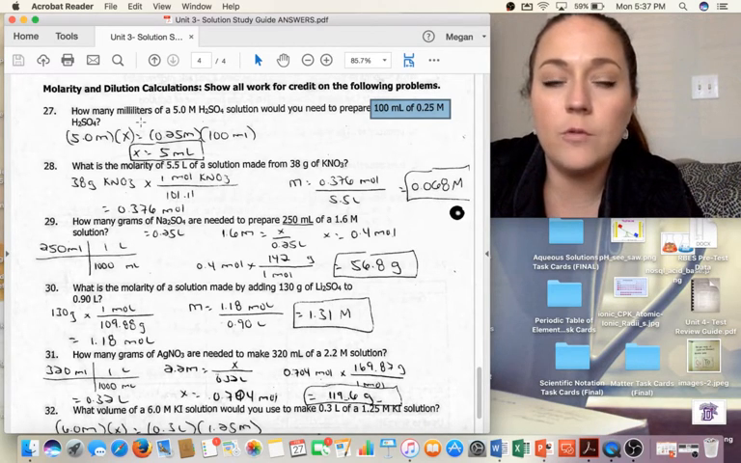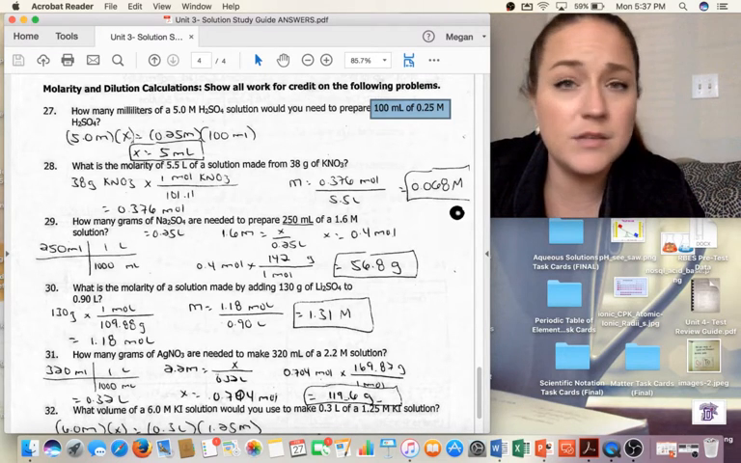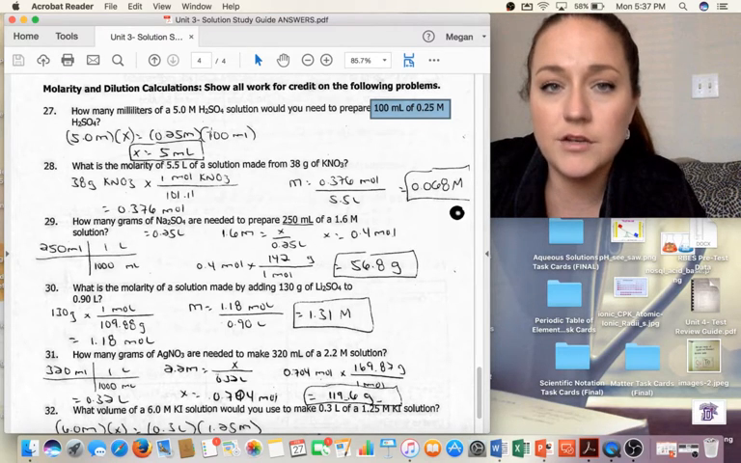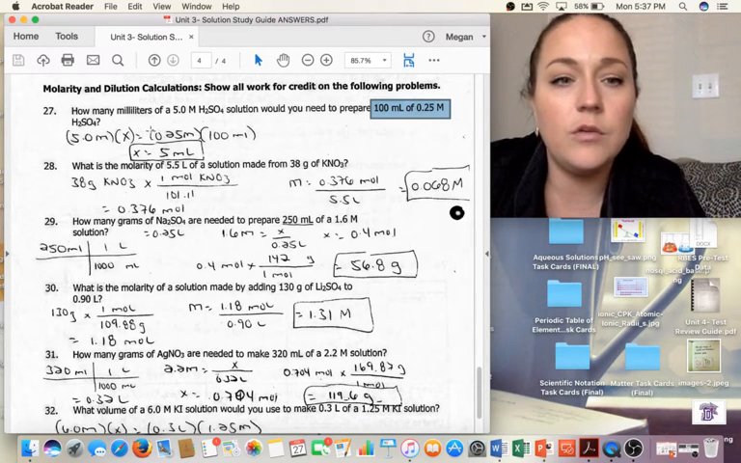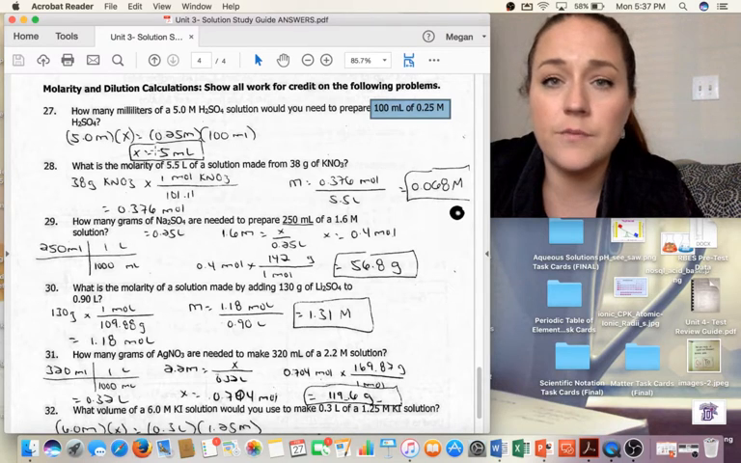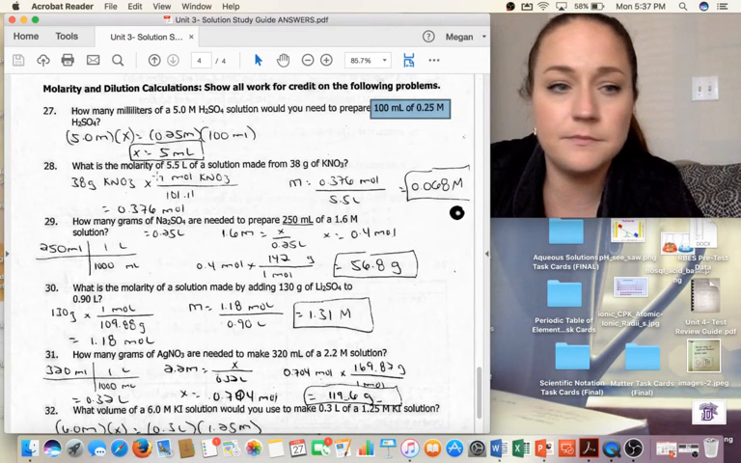So for M1, we put 5 molarity times X because we don't know what V1 is. But we do know that our M2 is a 0.25 molarity times 100 milliliters. When you multiply that, that's 25, divide by 5, it gives you 5 milliliters.